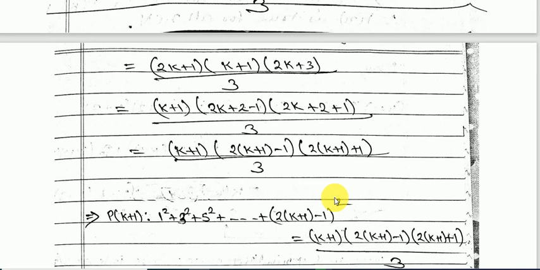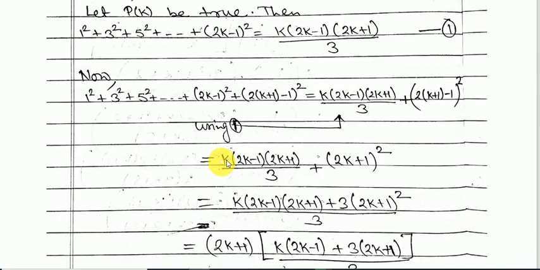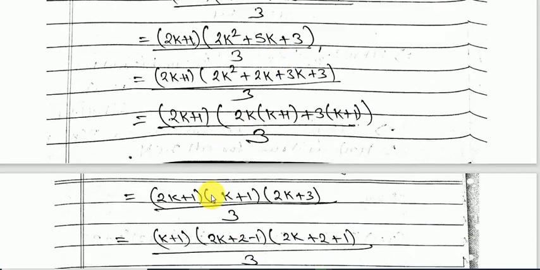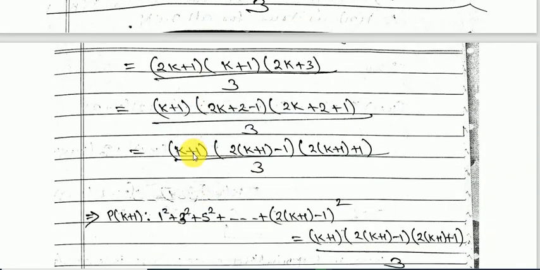Okay, so thus here, it was n, the n term had k plus 1. So we have been able to get the right hand side in the same form, k plus 1 into 2 times k plus 1 minus 1 into 2 into k plus 1 plus 1 upon 3. Thus this is the statement for k plus 1.